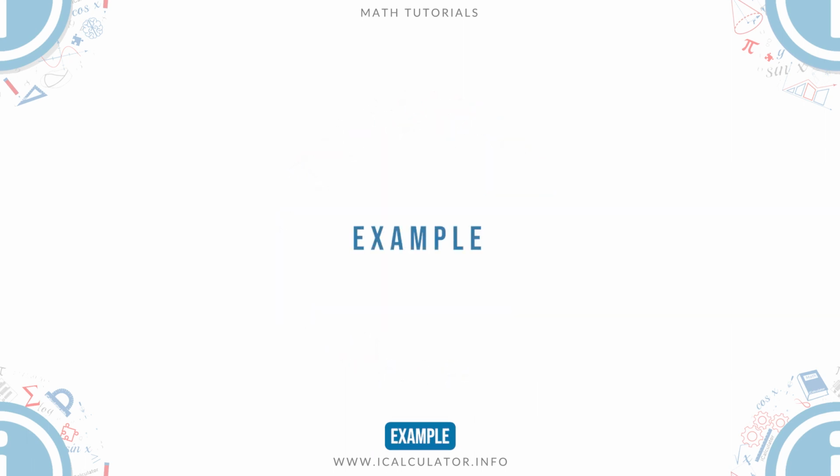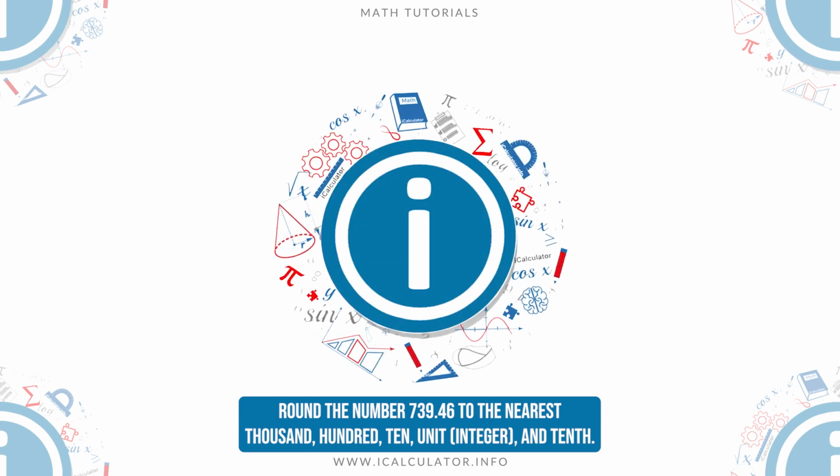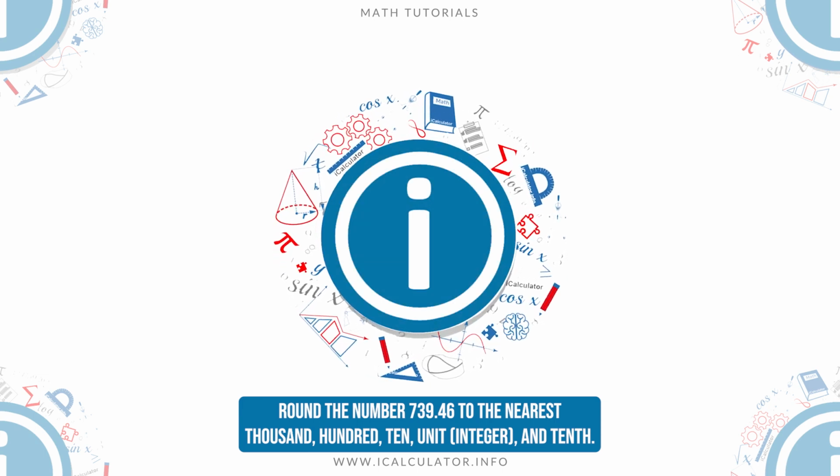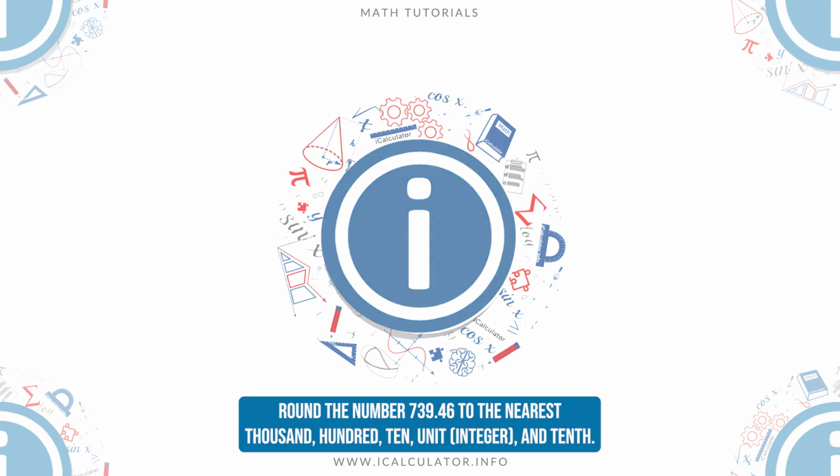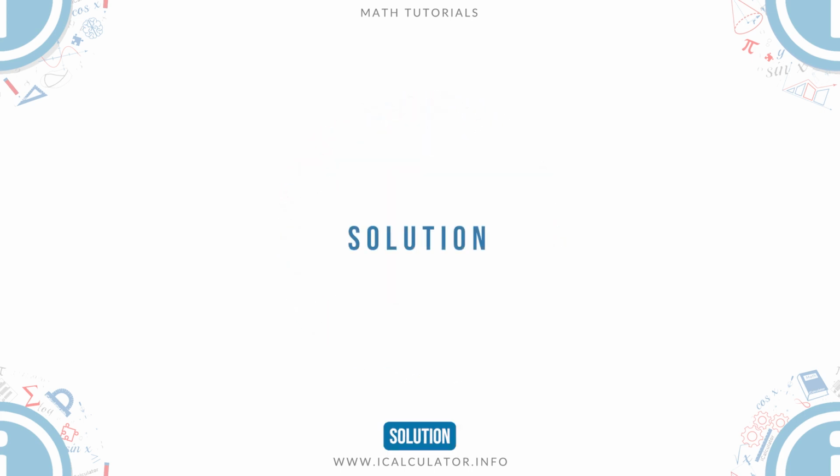Example. Round the number 739.46 to the nearest thousand, hundred, 10, unit, integer, and tenth. Solution.